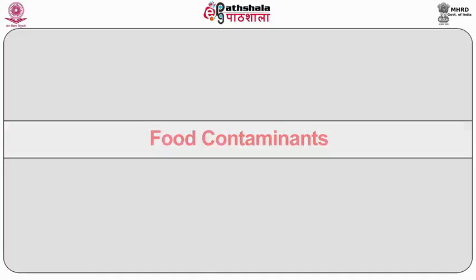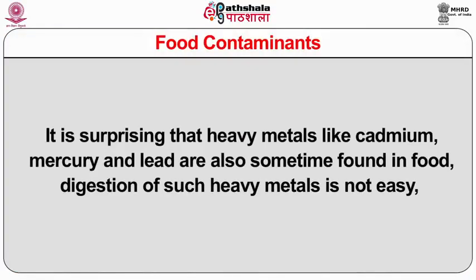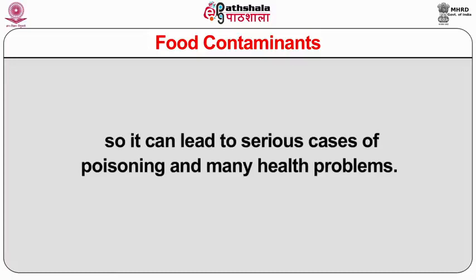Food contaminants. In fact, viral contamination and bacteria have become a vital reason to cause foodborne diseases. So, we cannot underestimate the importance of food safety concerns. There are many other substances that can also contaminate food and cause health issues. It is surprising that heavy metals like cadmium, mercury, and lead are also sometimes found in food. Digestion of such heavy metals is not easy, so it can lead to serious cases of poisoning and many health problems.